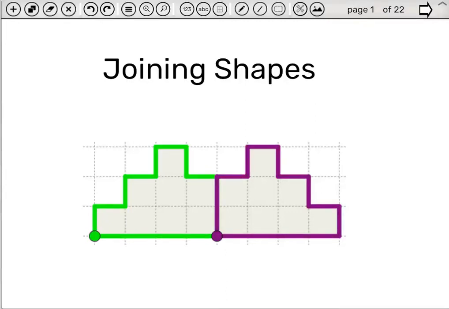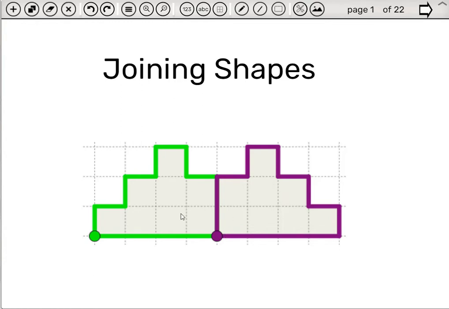Welcome to the lesson, Joining Shapes. In this lesson, the students will first calculate a perimeter of one shape, and then they will apply this knowledge to calculate the perimeter of a shape that is created by combining two or more of such shapes.